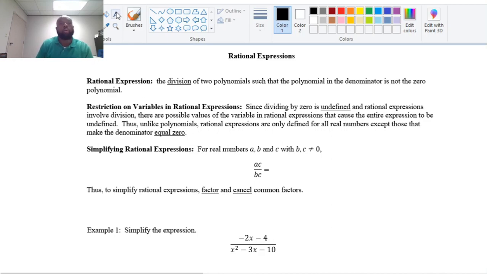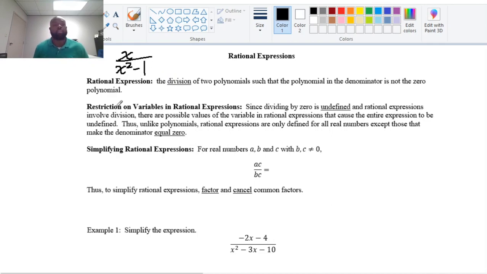zero polynomial, right? An example of a rational expression would be something like x over x squared minus 1. This is an algebraic expression. It has a polynomial x in the numerator, which is linear, and a quadratic polynomial in the denominator, x squared minus 1. One thing about rational expressions is that sometimes this expression may be undefined.